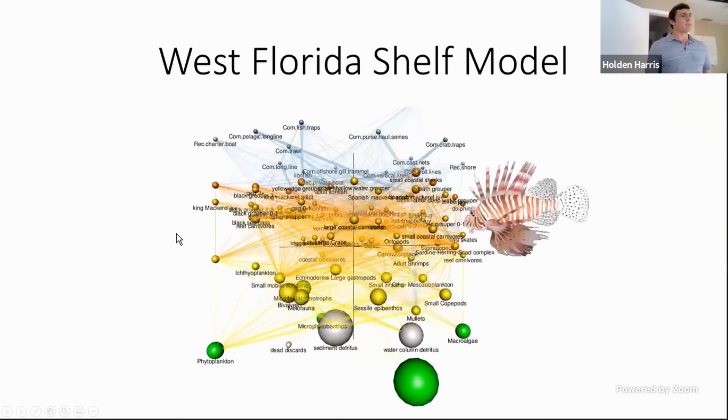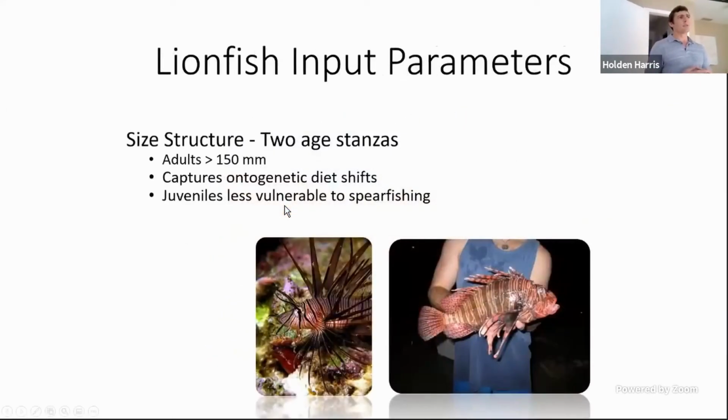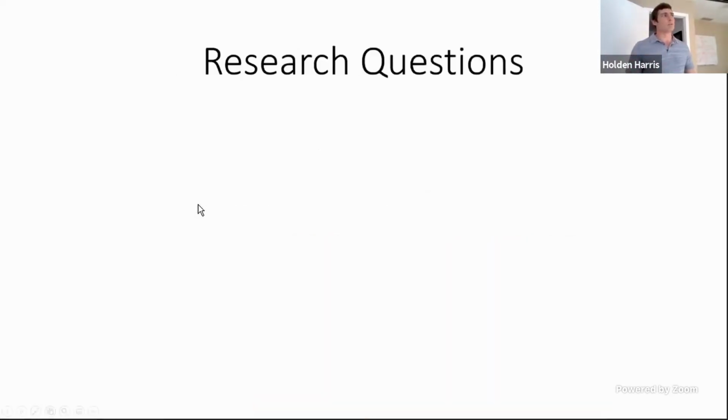And we wanted to see, well, what happens when you bring lionfish in. Specifically, in the Ecopath and Ecosim model, we brought in lionfish in two age stanzas. We separated out juveniles and adults at about their length of maturity, about 155 millimeters. This was done both based on the ontogenetic shifts in their diets to be older and more piscivorous, and also based on vulnerability to human harvest.